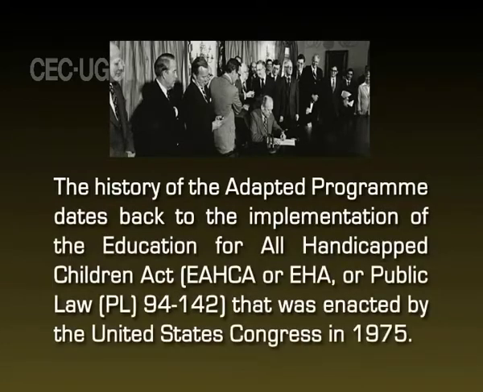The history of the adapted program dates back to the implementation of the Education for All Handicapped Children Act, sometimes referred to by the acronyms EAHCA or EHA, or Public Law 94-142, that was enacted by the United States Congress in 1975. This act required all public schools accepting federal funds to provide equal access to education and one free meal a day for children with physical and mental disabilities. Public schools were required to evaluate handicapped children and create an educational plan with parent input that would emulate as closely as possible the educational experience of non-disabled students.